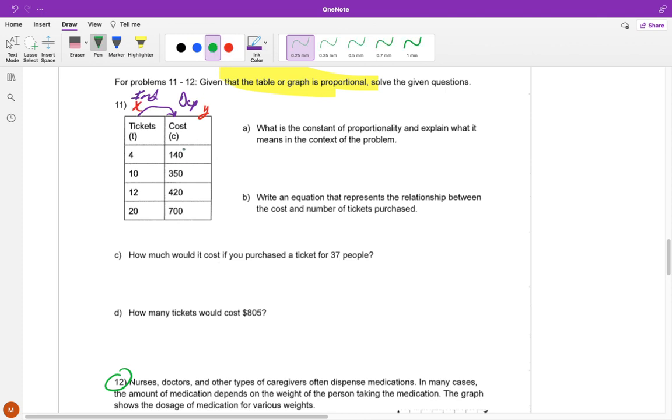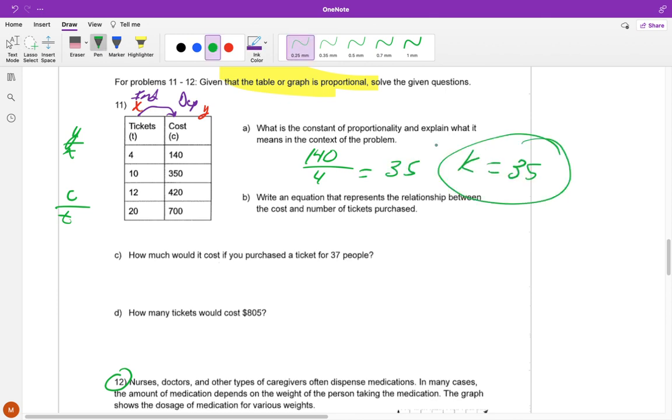So if I want to find a constant of proportionality, it's y over x, but in this case, it's our cost over the number of tickets we have. And 140 divided by 4 is equal to 35. So that means k is equal to 35. It does ask you to explain what it means in the context of the problem. So what does that 35 mean? It's saying how much each ticket costs.